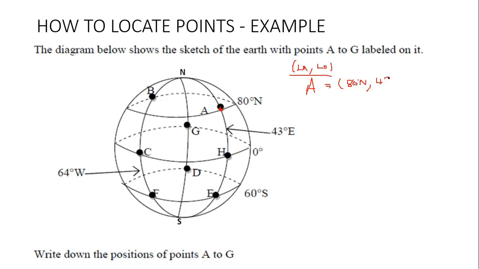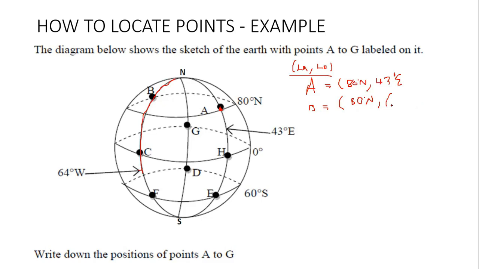All right. Then we go to B. Since this one is just a dotted line, it shows that it is behind the one that is in front, so it is also equally 80 degrees north. So if we are to locate the point B, this will also be 80 degrees north, comma. Then we check the longitude, it is on this line here, so we follow it. You can see it is labeled 64 degrees west.